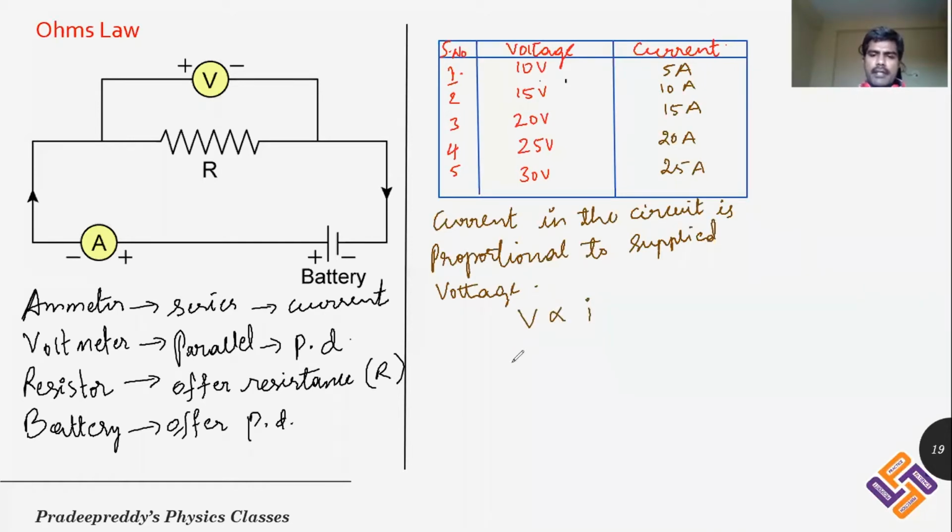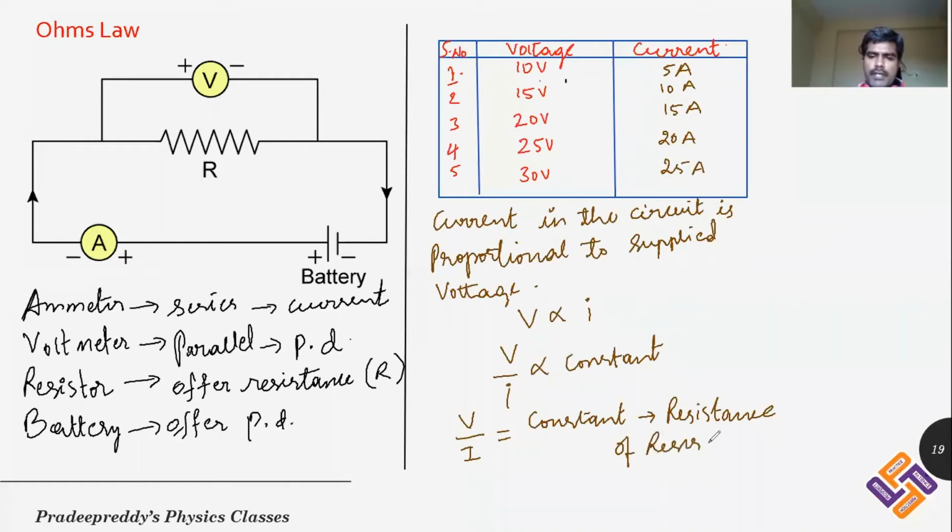Now, what do you write from here? V by I is proportional to some constant, or you can simply write V by I is equal to some constant, and this constant, which is the ratio of voltage with respect to current, is termed as the resistance of the circuit. It is termed as the resistance of the resistor. Therefore, you can now write V by I is equal to R, or even you can write V is equal to IR.